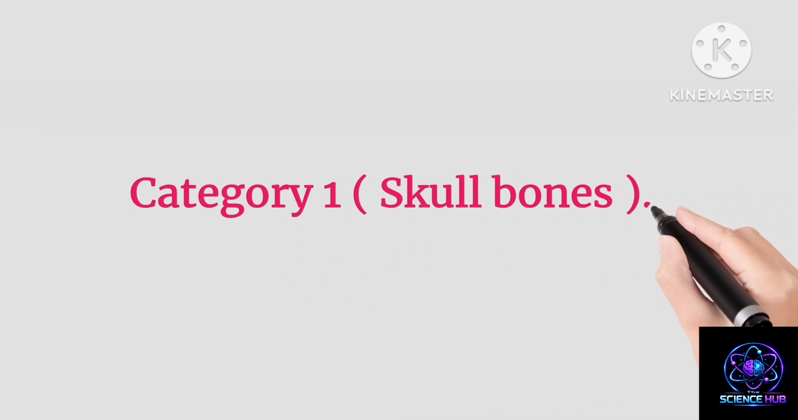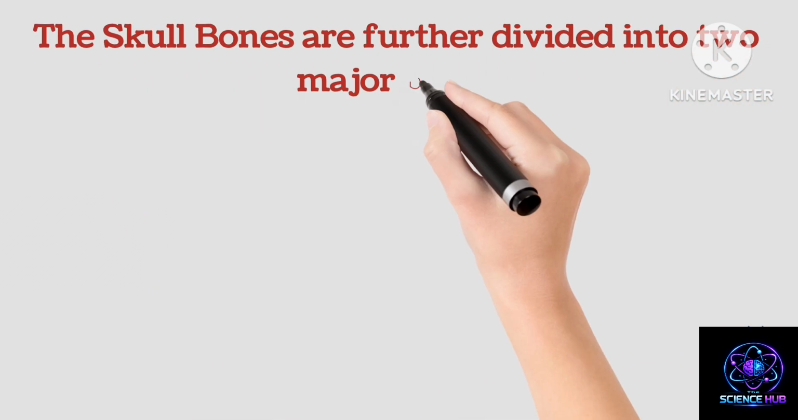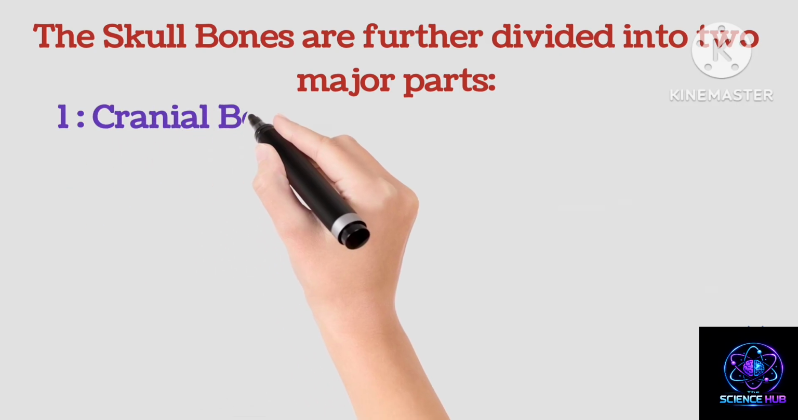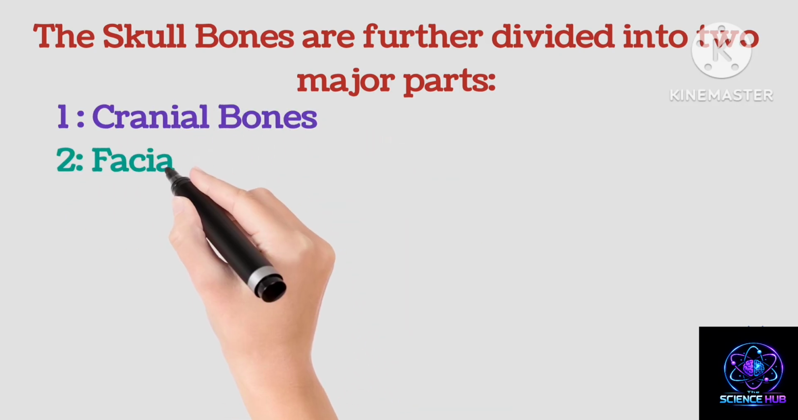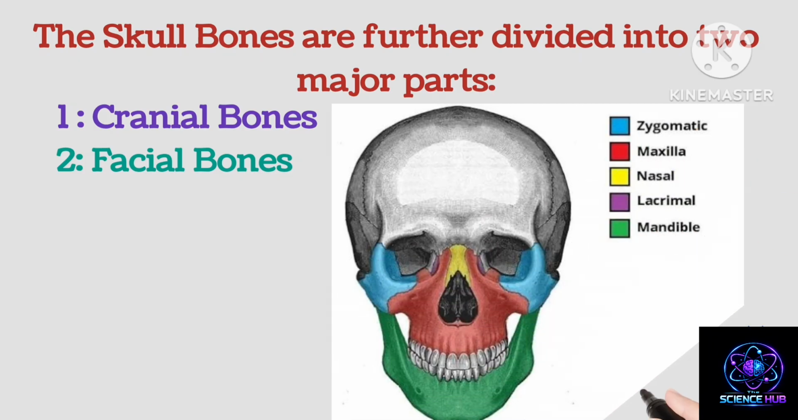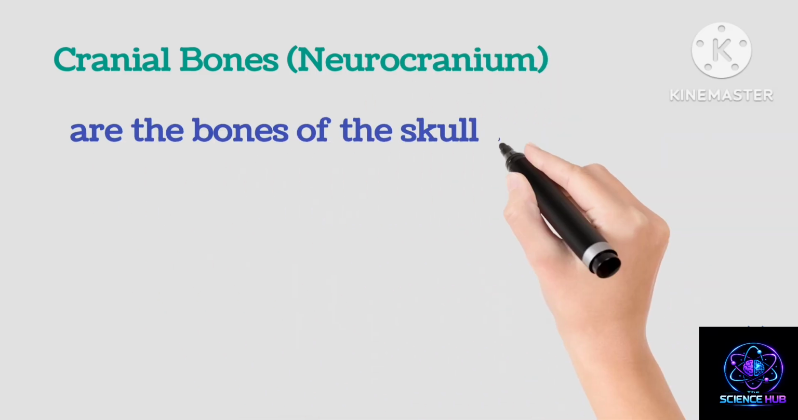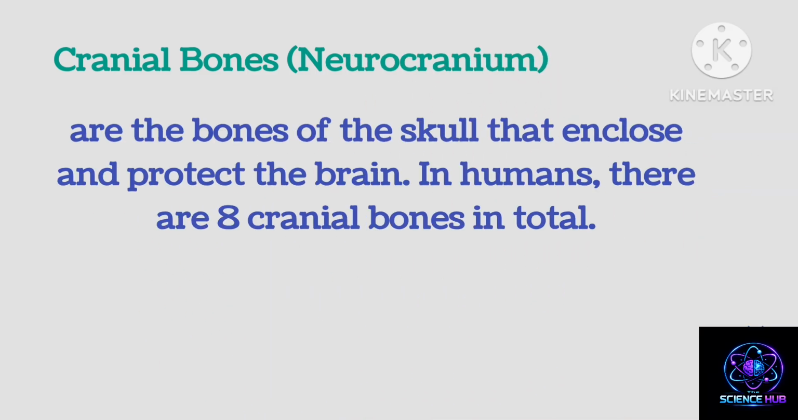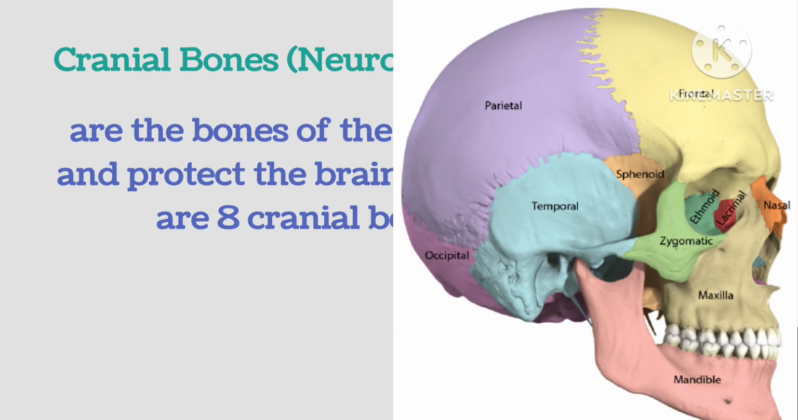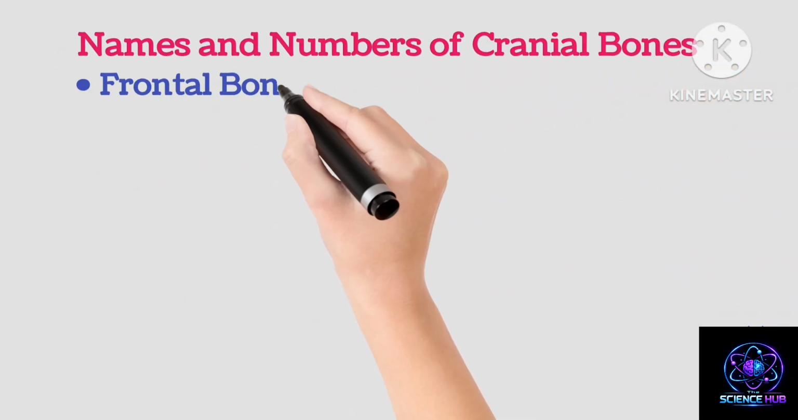Category 1, skull bones. The skull bones are further divided into 2 major parts. Number 1, cranial bones, neurocranium, and number 2, facial bones. Cranial bones, or neurocranium, are the bones of the skull that enclose and protect the brain. In humans, there are 8 cranial bones in total. Names and numbers of cranial bones.